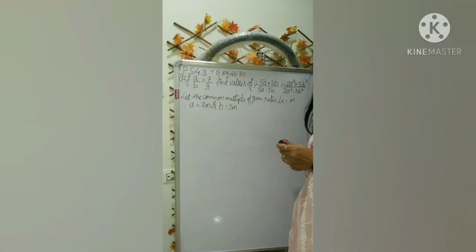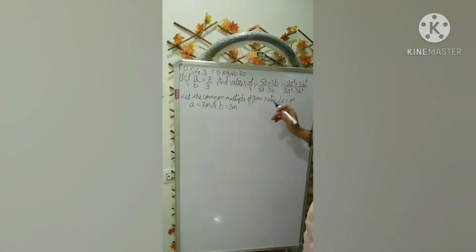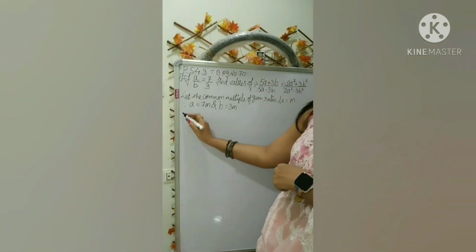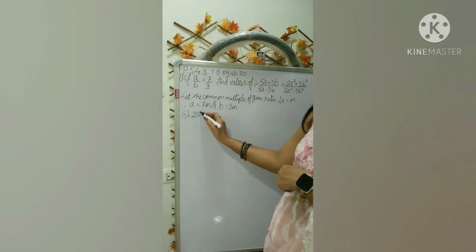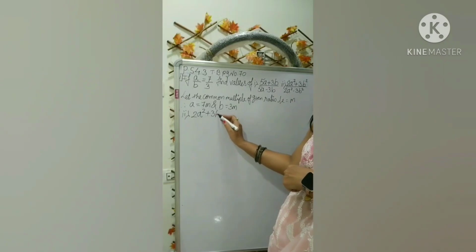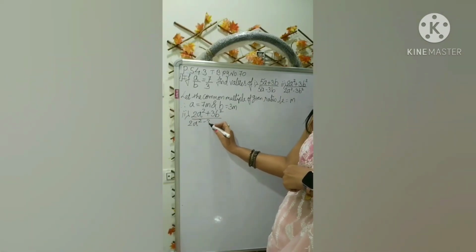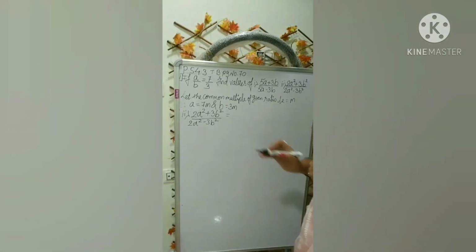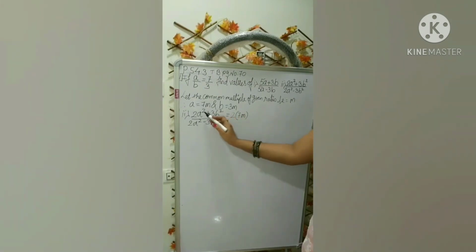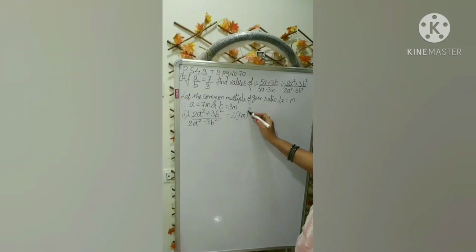Let's have a look at the second question now. In our second question, we have to find (2a square plus 3b square) upon (2a square minus 3b square). Here, again, in place of a, I am going to substitute the value for a, which is 7m. But as you can see, a square is over there in the index, so I have to get that square as it is over here.